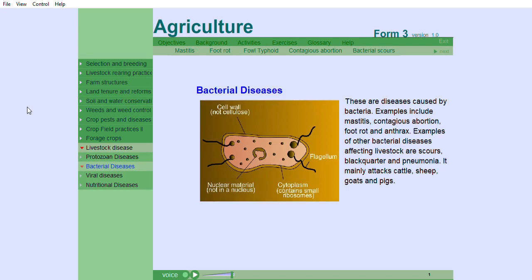Bacterial diseases. These are diseases caused by bacteria. Examples include mastitis, contagious abortion, foot rot, and anthrax. Examples of other bacterial diseases affecting livestock are scours, black quarter, and pneumonia. They mainly attack cattle, sheep, goats, and pigs.